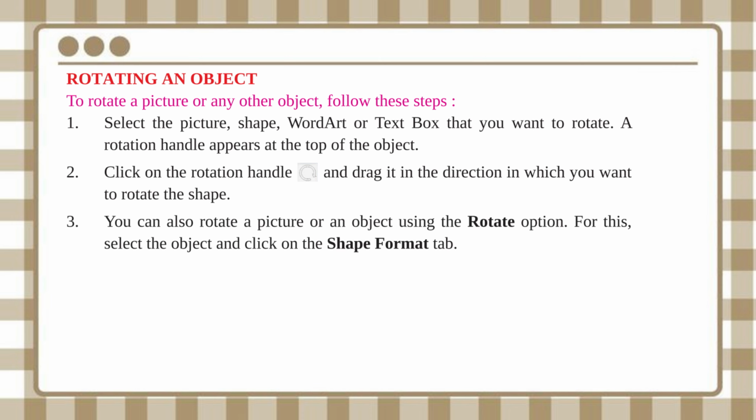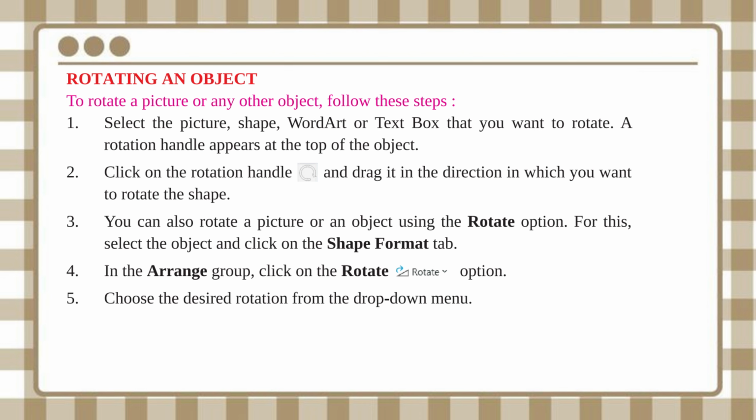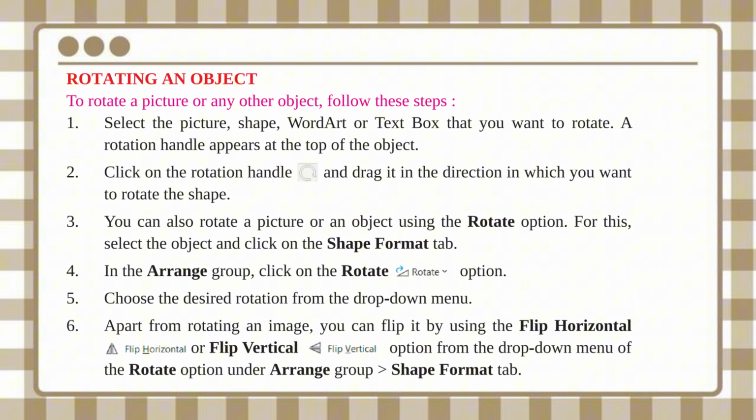3. You can also rotate a picture or an object using the Rotate option. For this, select the object and click on the Shape Format tab. 4. In the Arrange group, click on the Rotate option. 5. Choose the desired rotation from the drop-down menu. 6. Apart from rotating an image, you can flip it by using the Flip Horizontal or Flip Vertical option from the drop-down menu of the Rotate option under the Arrange group, then Shape Format tab.